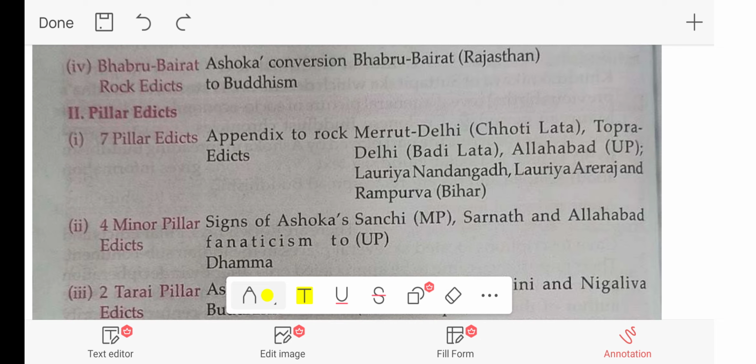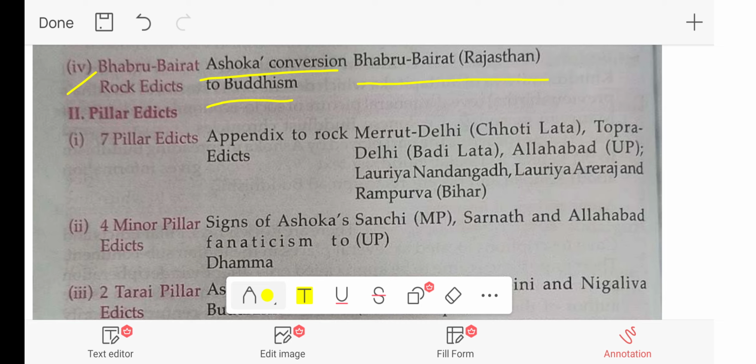Fourth, Bhabru Berat rock edicts. They contain Ashoka's conversion to Buddhism. So it is found at Bhabru Berat, which is in Rajasthan. So friends, these were rock edicts. Now we will study about pillar edicts.